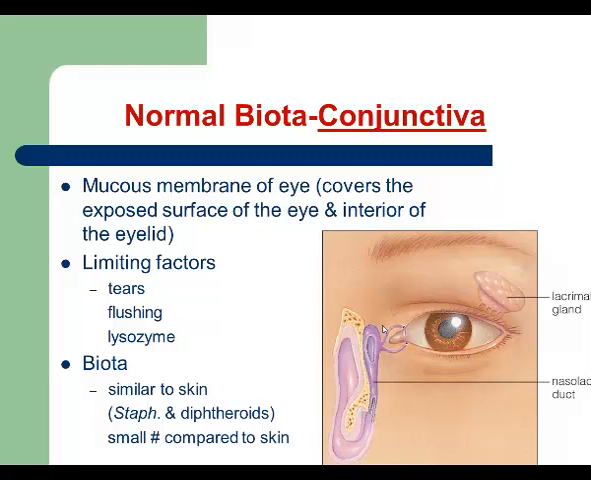So what are the limiting factors of our eyes? Tears. Tears, first of all, mechanically remove microorganisms from the mucous membranes of the eyes. Plus, tears contain enzymes, lysozymes, which once again are harmful for a lot of pathogens of this area. What kind of organisms can be found on the eyes as a part of normal flora? Normal biota of the eyes is very similar to normal biota on the skin, but there are smaller numbers of microorganisms living in this area. So those are basically Staphylococcus species and diphtheroids.